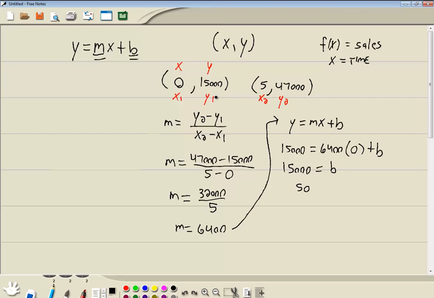Remember what m represents. M is our slope, b is our y-intercept. When the x is 0, that's automatically your y-intercept. So I didn't have to do any calculation at all there.